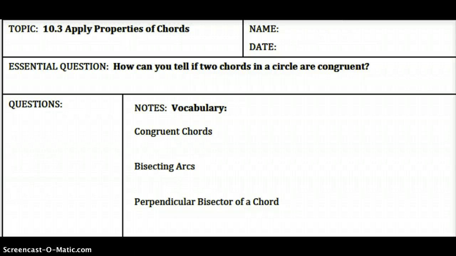10.3, apply properties of chords. Now remember, a chord is a segment of a circle whose endpoints are on the circle. Alrighty. The question here, how can we tell if two chords are congruent?